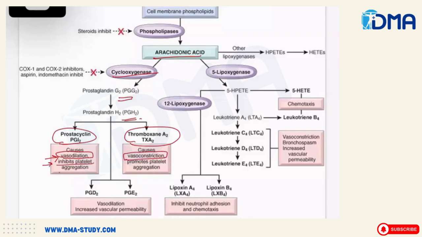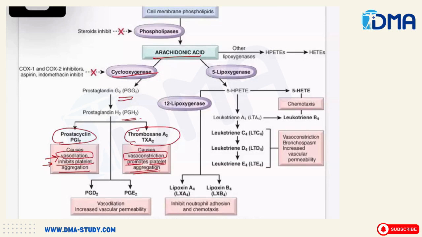Prostacyclin inhibits platelet aggregation, whereas thromboxane A2 promotes platelet aggregation. You can remember it as: throm means platelet, box means putting it inside the box, that is, promoting platelet aggregation. You can remember it like that. So the difference between prostacyclin and thromboxane A2 is important that you have to know.